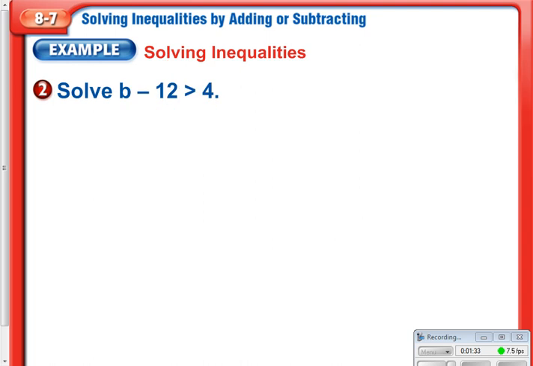Example 2, b minus 12 is greater than 4. Again, drop the inequality sign down. We need to get b by itself, and in order to do that, since it says minus 12, I will add 12 to both sides. That inequality distinguishes the two sides. So we're dropping b down, the 12s cancel out, the inequality sign drops down, and we have 4 plus 12 is 16.